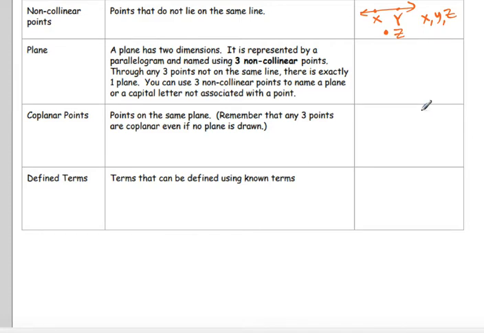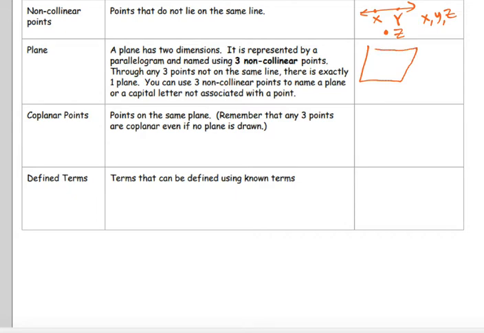A plane has 2 dimensions. It's like a flat surface. It is represented by a parallelogram and named using 3 non-collinear points. Through any 3 points not on the same line, there is exactly one plane. If those points are on the same line, though, that's where you have to be careful, then it's not exactly one plane. You'd be able to put a lot of planes through it if they lined up. So you need them to be not on the same line when you're naming it with those points. You can use 3 non-collinear points to name a plane or a capital letter not associated with a point.